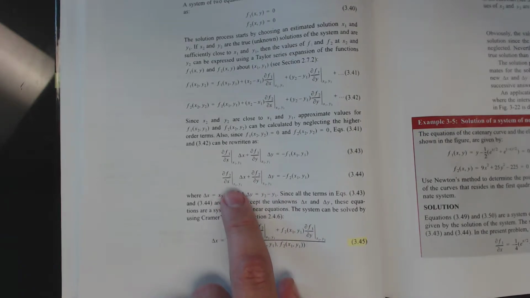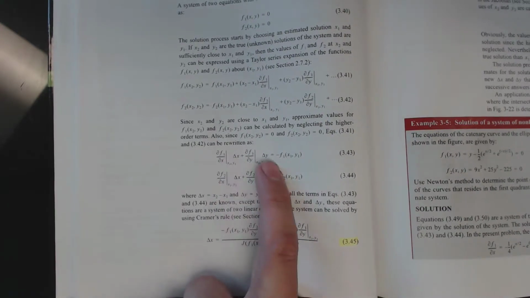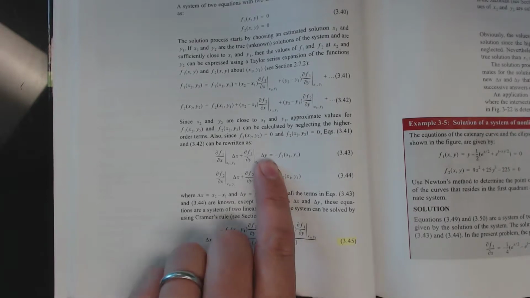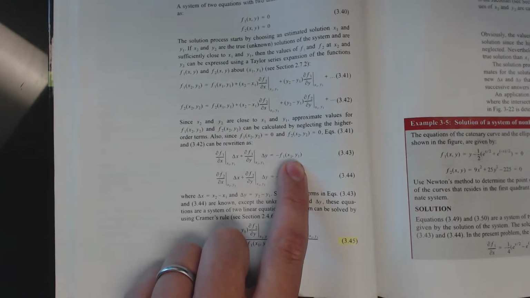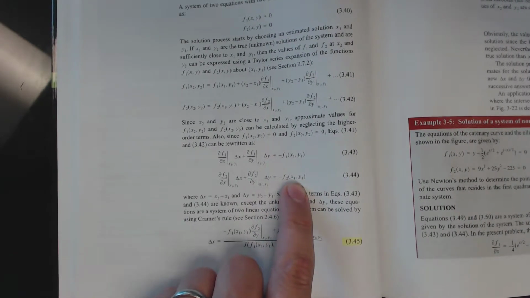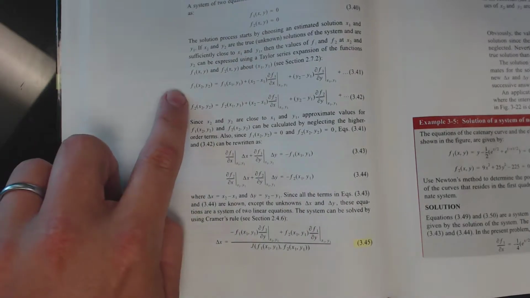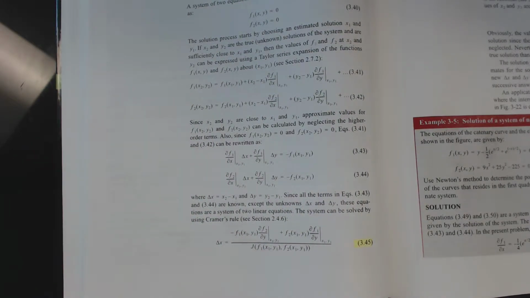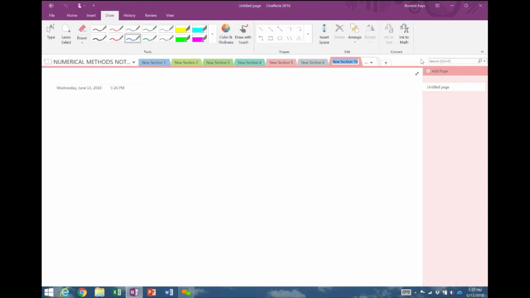Two equations, two unknowns, the unknowns being delta x and delta y. You don't know how far you have to move away from your guess location, x1, y1, to find the actual root values that are 0, the x2, y2 locations. So this leads us to a matrix formulation, and where I want to go over to surface writing.